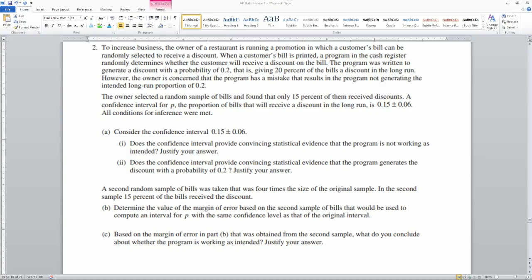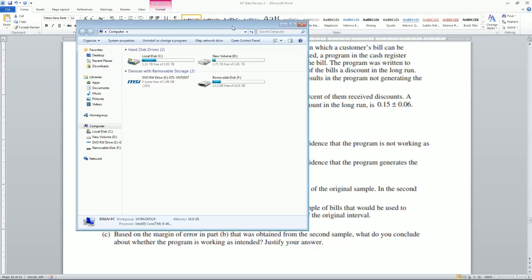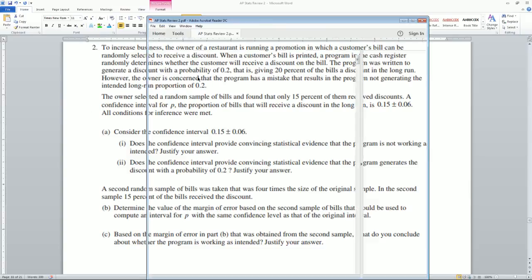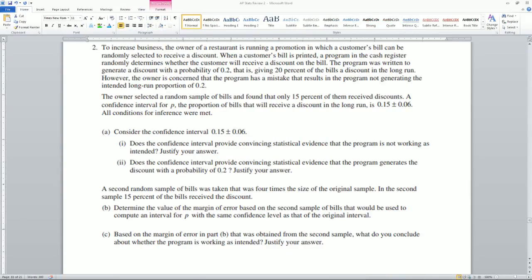To increase business, the owner of a restaurant is running a promotion in which a customer's bill can be randomly selected to receive a discount when the bill is printed. A program in the cash register randomly determines whether the customer will receive the discount. The program was written to generate a discount with a given probability. However, the owner is concerned the program has a mistake. What is... hold on. The owner is concerned that the program has a mistake.